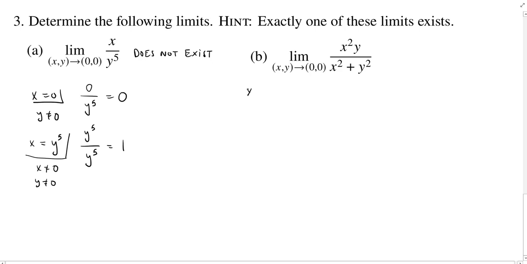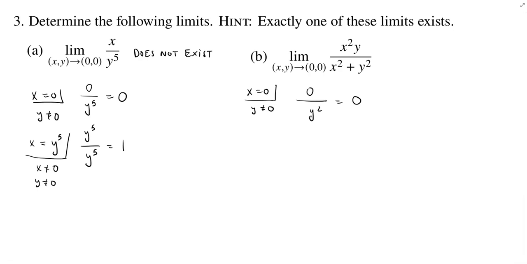First, maybe we didn't know that. Let's check it along x equals 0, where y does not equal 0. In this case, we're going to get 0 squared times y, which is 0, over y squared. And this is always equal to 0. So if this limit does exist, it's going to have to equal 0.